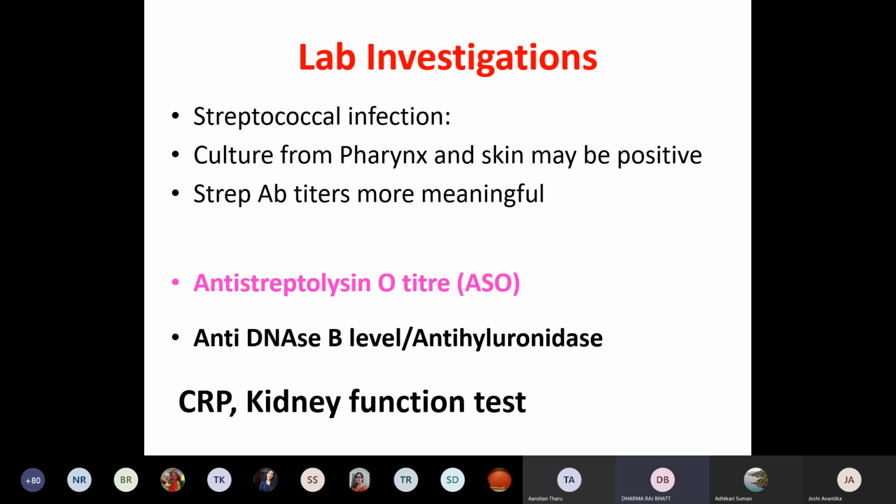A culture is not important, as we said, it's a post-streptococcal infection, and the organism is not directly associated at the site of infection. Streptococcus pyogenes does not go and bind with the glomerulus. That's why we cannot call it a causative agent. Although it is responsible for the condition, its direct involvement is not there.